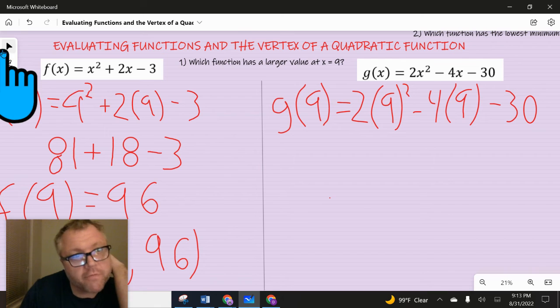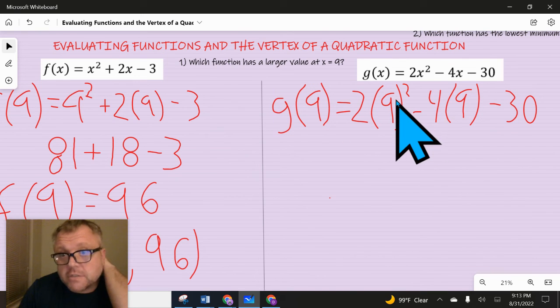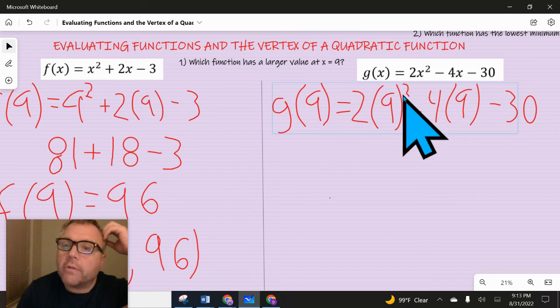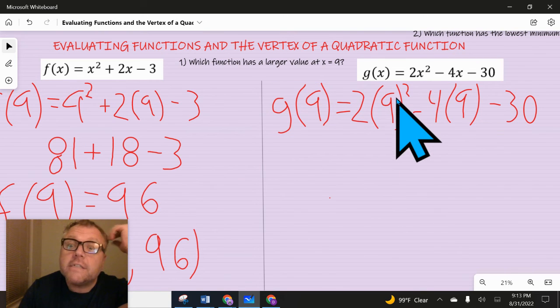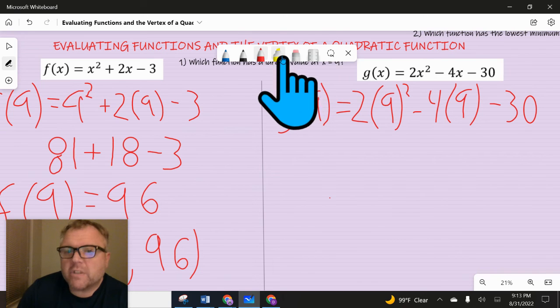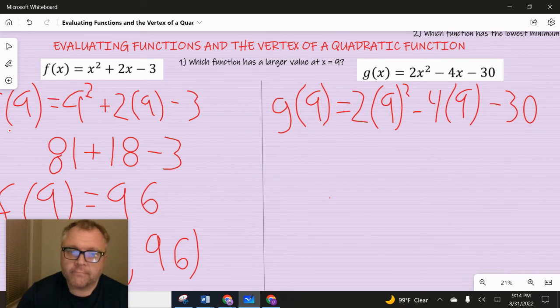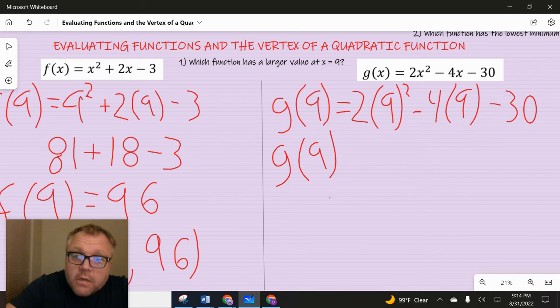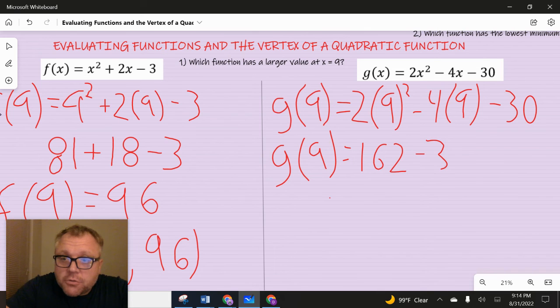All right, so just like before, exponents come first, right? So we're only squaring the 9, not this 2. Only squaring the 9, so 81. And then 81 times 2 to get 162. So g of 9 equals 162. Then minus 4 times 9, which is 36, and then minus 30.